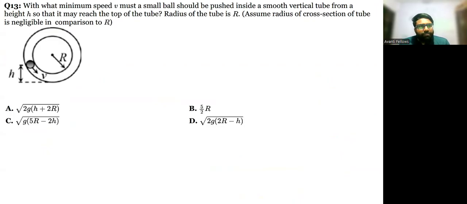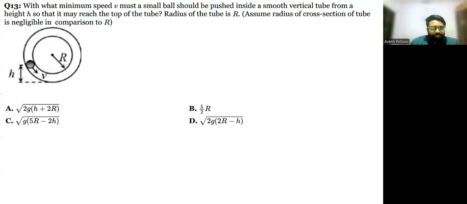Now, with what minimum speed v must a small ball be pushed inside a smooth vertical tube from a height h so that it may reach the top of the tube? The radius of the tube is r, assuming the radius of the cross section of the tube is negligible in comparison to the radius. Okay.